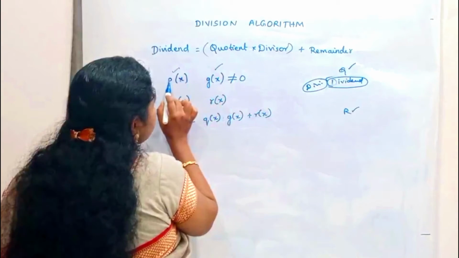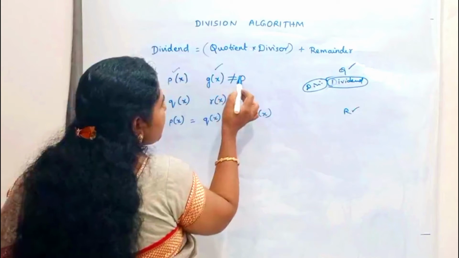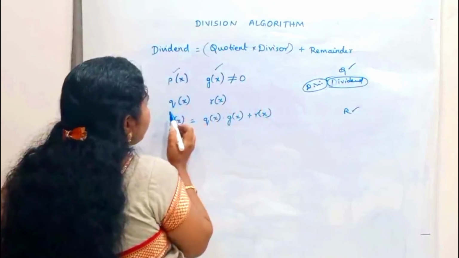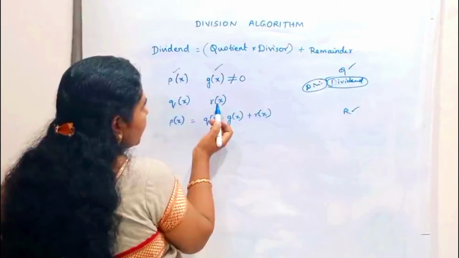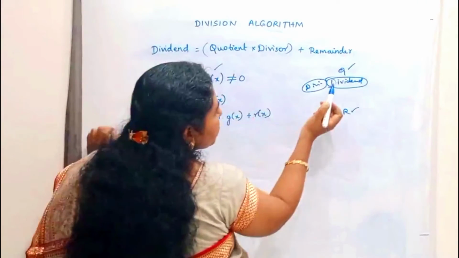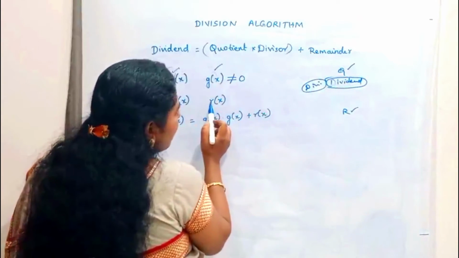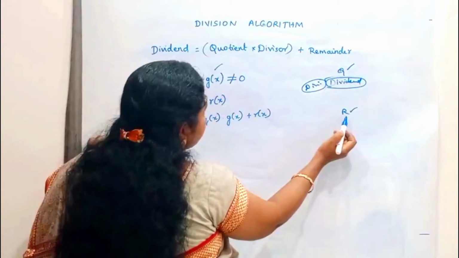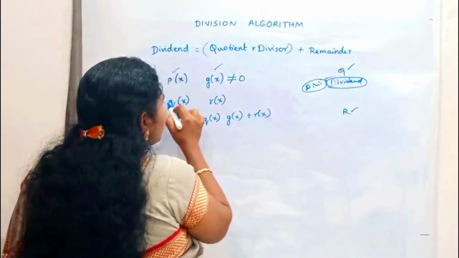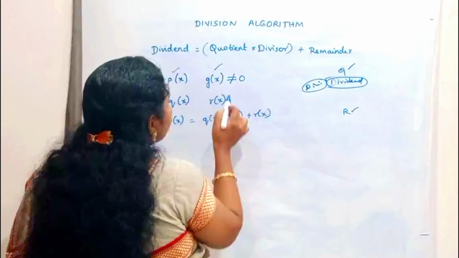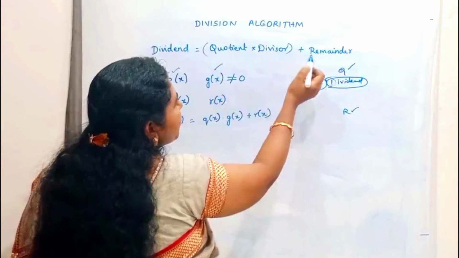So now when this p of x and g of x are given, and when g of x is not equal to 0, we can find two polynomials q of x and r of x. Q of x is nothing but the quotient. So we are finding out that quotient, as well as r of x, which is the remainder. When these both are given, we are finding out q of x and r of x, which satisfy the condition: the dividend is equal to quotient into divisor plus remainder.